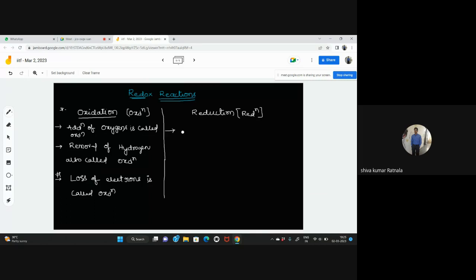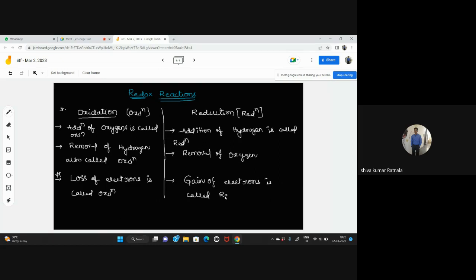Next, reduction. Addition of hydrogen is called reduction, either addition of hydrogen or removal of oxygen, or gain of electrons is called reduction. So we can say, loss of electrons is called oxidation and gain of electrons is called reduction. In this topic, we are majorly concerned with this.